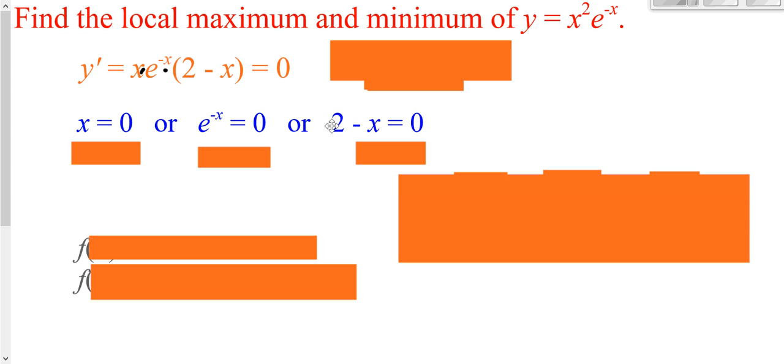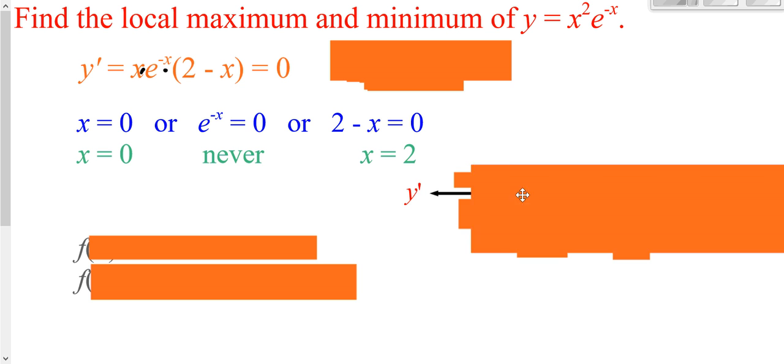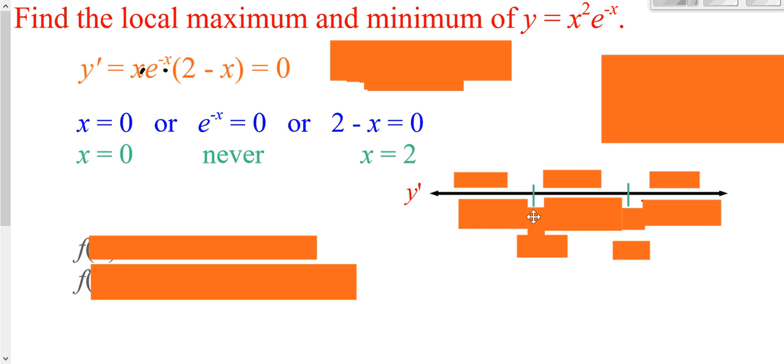Well, if you set the parentheses equal to 0, solve it for x, you get x to be 2. Remember, e to any power is always positive, so it's never going to be 0. Or this one here. So we get our two critical points of 0 and of 2. And to find max and mins, remember you have to put them on a number line, a labeled number line. So we put on 0, we put on 2.